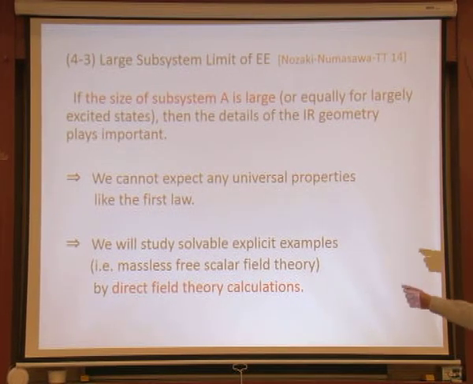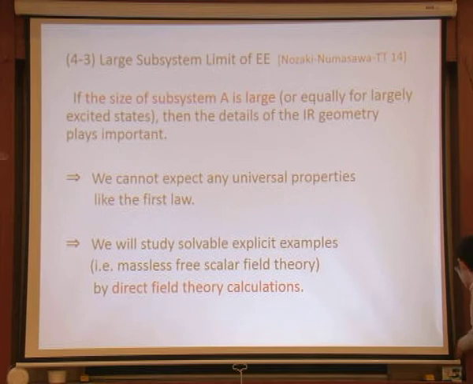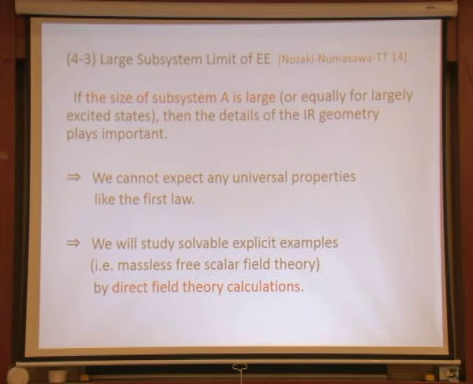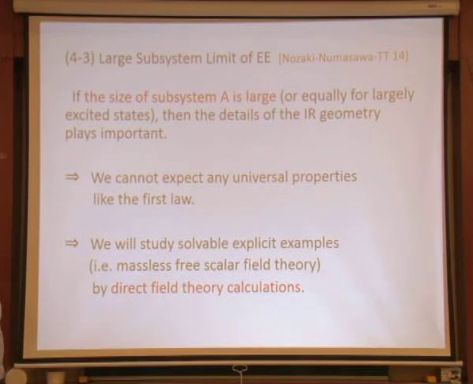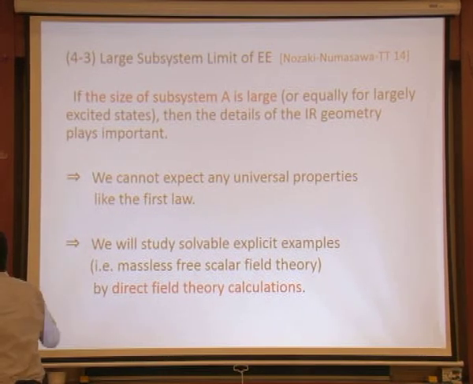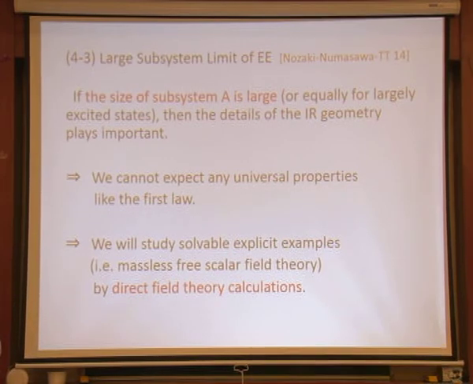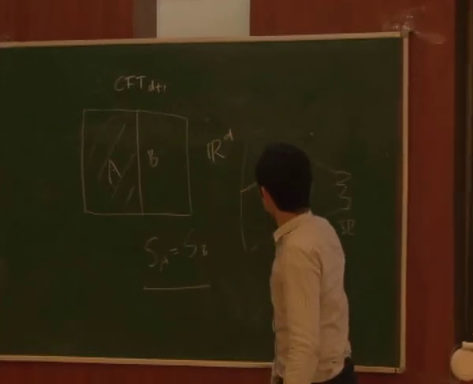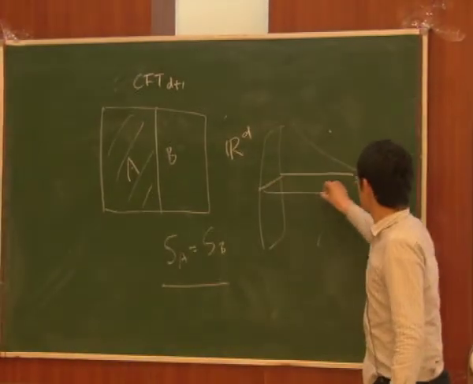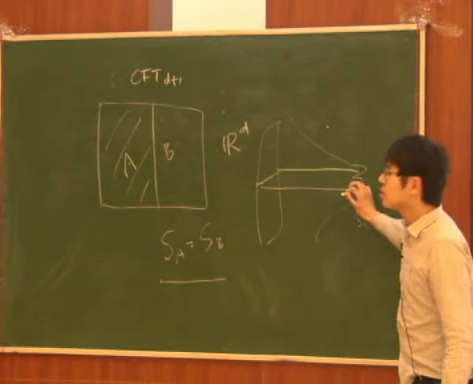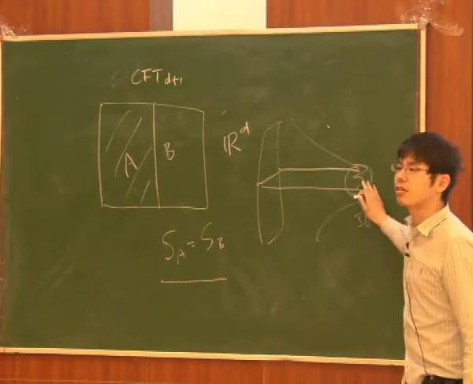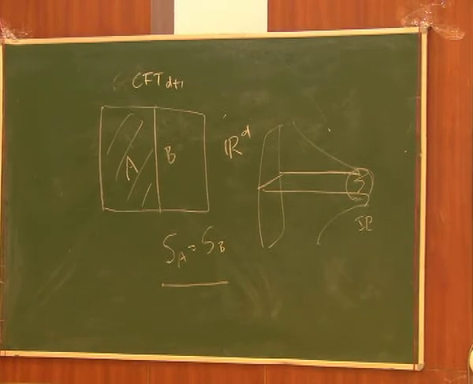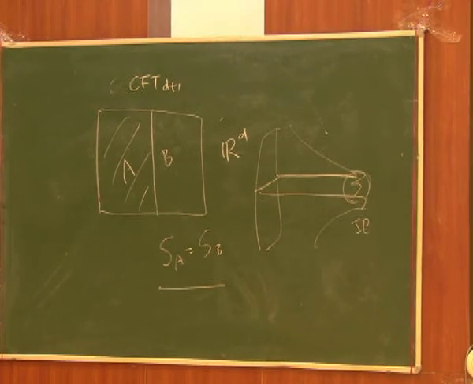Why we don't expect universality? This is actually obvious in the holographic description. We have some boundary here, and we have some anti-de Sitter space. But if we change the details, we have a different infrared geometry. If we compute this area, this minimal surface extends really into the infrared because this size is very big. So the result really depends on this infrared geometry. So that's why we don't get something universal.